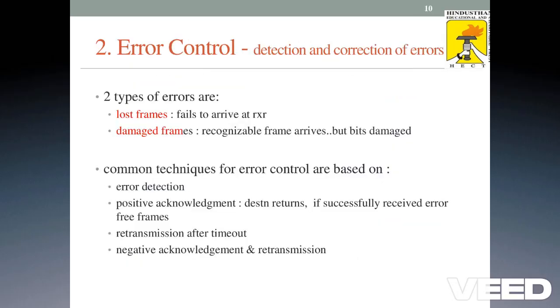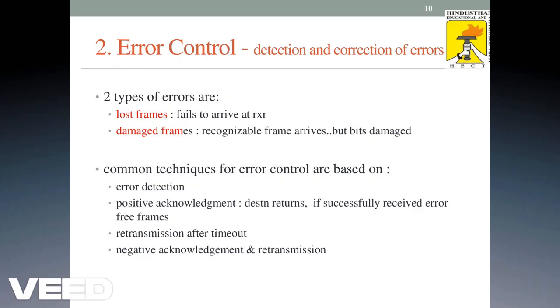Next, we are seeing about error control. With this, we are seeing about error detection and error correction techniques. In computer networks, two types of errors occur: one is loss of frame, and another is damaged frame. For this, we use common error control techniques.